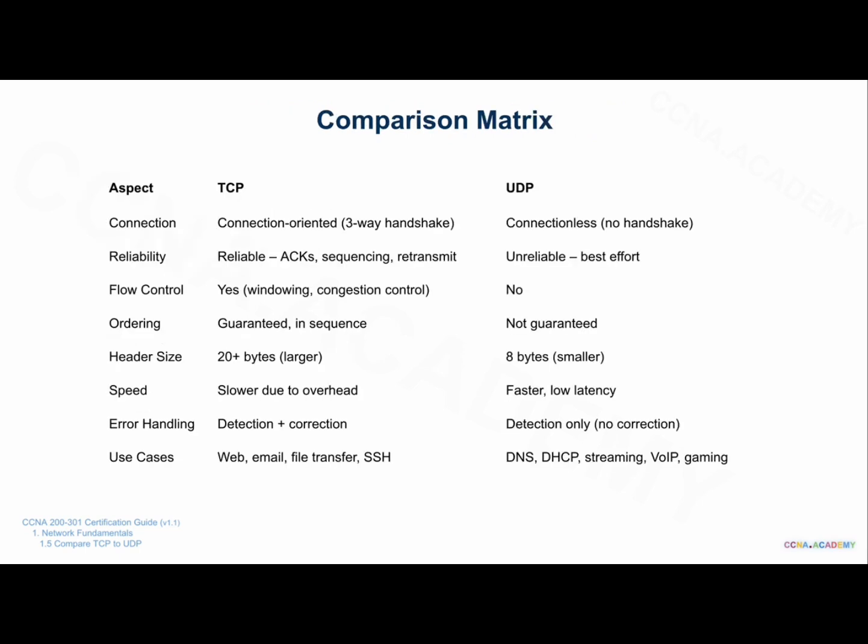Here's a direct comparison between TCP and UDP. TCP provides reliable, ordered delivery using features like sequencing and acknowledgements. UDP is fast and lightweight, but with no reliability or ordering. Choose TCP when accuracy is essential, like in web browsing or file transfers. Choose UDP when speed matters most, like in streaming or gaming.